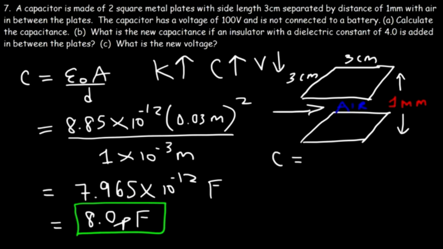So C, the new capacitance, is equal to K times the original capacitance. And K is 4, so it's going to be 4 times 8 picofarads. So now it's going to be 32 picofarads.